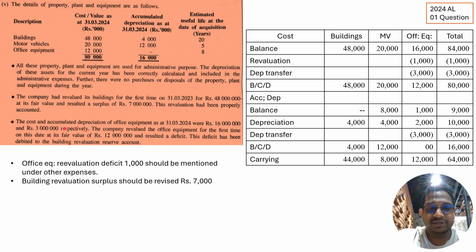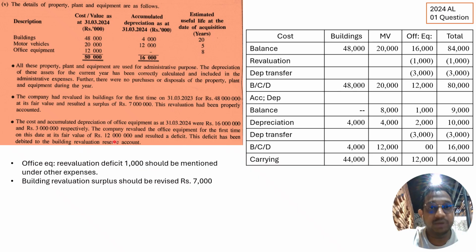The cost and the accumulated depreciation of office equipment as at 31st March 2024 were 16,000 and 3,000 respectively. And these are the closing balances at the closing date. And the company revalued the office equipment for the first time at a fair value of 12,000. And that 12,000 is the amount mentioned here. Because here the revaluation they recorded correctly, right?